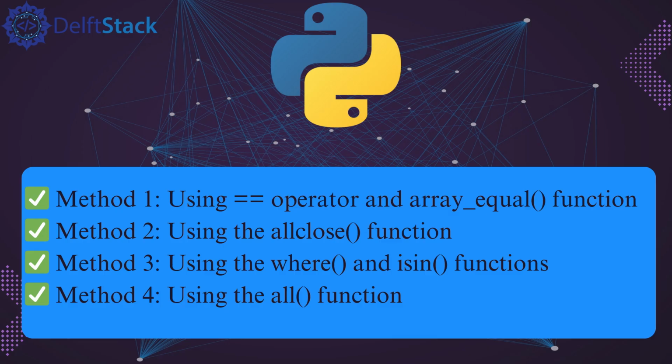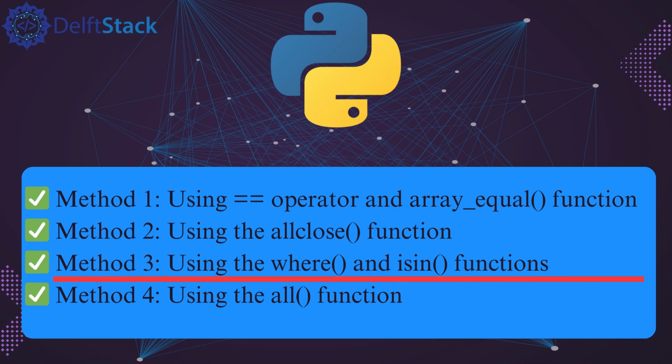To summarize, we explored four methods to compare two arrays in Python. First, we used the equal sign operator and the numpy.array_equal function for basic equality checks. Second, we used numpy.allclose for floating point comparisons to account for minor numerical differences.